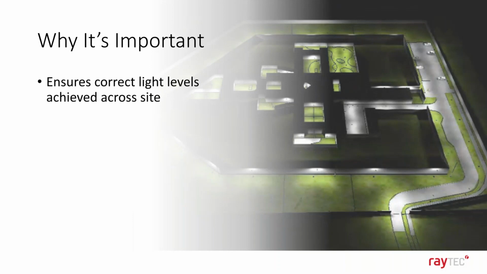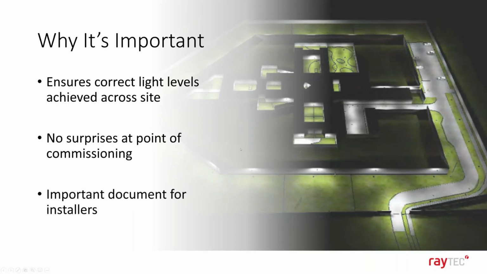It's going to guarantee that we're going to achieve the specified light levels across the site. So every single one of our white lights has been independently tested to extract the photometric data, and then this data is used to produce a replication of the real life scenario. We can do it using 2D and 3D. It means that there are no surprises at the point of commissioning as well. And it's also a great document for installers because it's going to show exactly where the light should go and where to point it, and essentially assure that no errors are made.